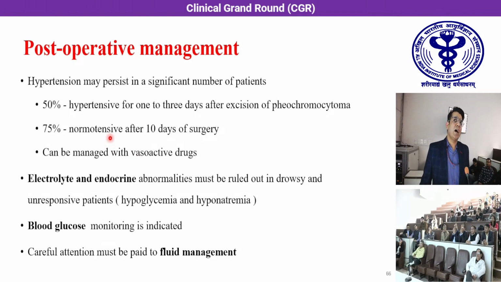So in case you see hypertension in the postoperative period, you need not be worried, because 50% of the patients do develop hypertension even 1 to 3 days after the tumor has been excised, and up to 75% of the patients become normotensive after up to 10 days. So you need not expect a sudden decrease in the blood pressure in the postoperative period. If you still have a hypertensive crisis, wait for some time before you make a judgment that maybe the tumor is not entirely excised.